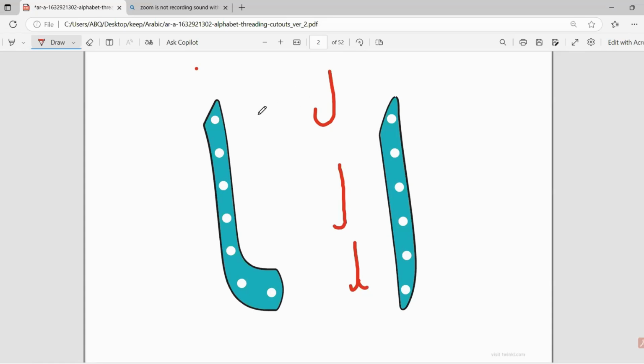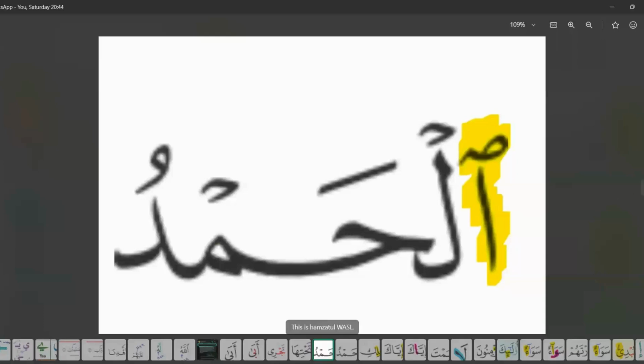Now let me stop sharing this. And let me quickly open up some images for you that we shared today. In my class, usually I discuss each one and I give everyone a turn to try to find the Hamza.